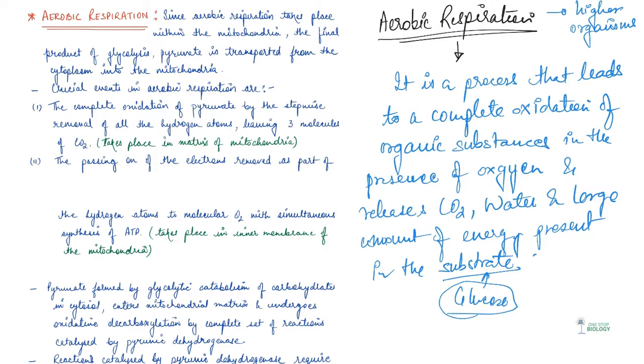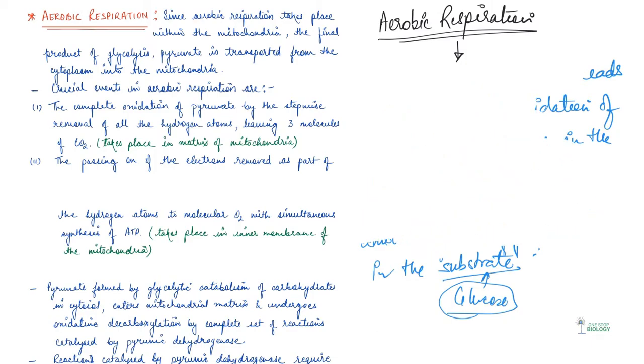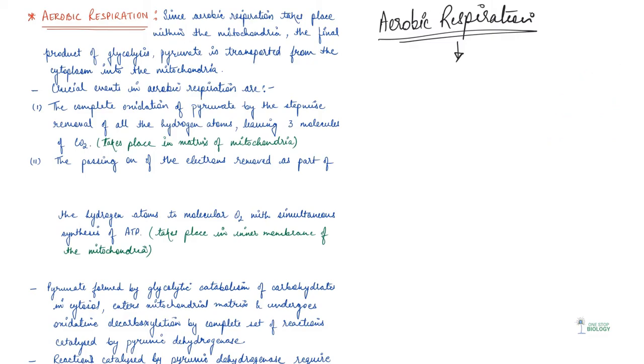Now for aerobic respiration, where exactly does it take place? Let's find that. If we talk about a cell, because here we are talking about cellular respiration, which part of the cell is known as the energy producing part, the powerhouse of the cell? Basically, mitochondria is known as the powerhouse of the cell because it produces and releases a lot of energy for various different processes.